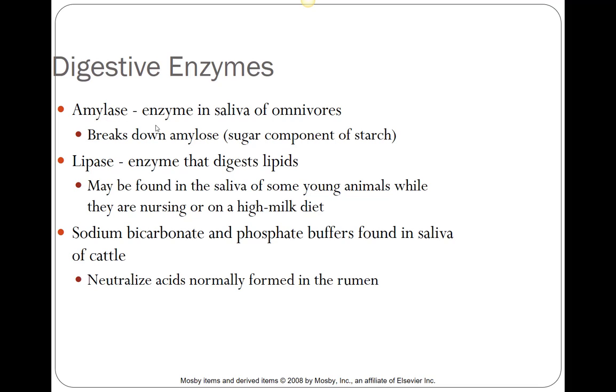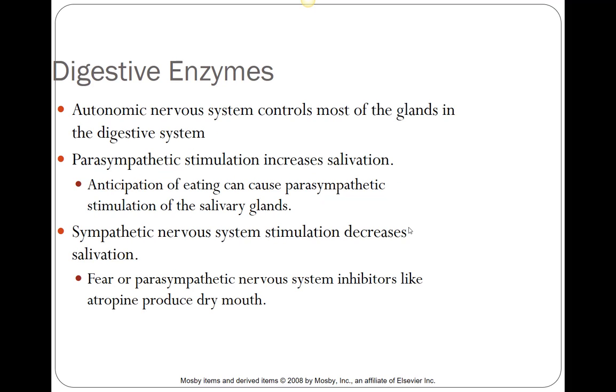Those digestive enzymes we talked about, amylase, is in saliva of omnivores. You're also going to find it down in the pancreas, and it's there to start breaking down starches or sugar. Lipase we usually find in young animals that are on a milk diet that starts breaking down fat. And then we talked about the bicarbonate found in the saliva of cattle, which helps to neutralize any acidity within the rumen.